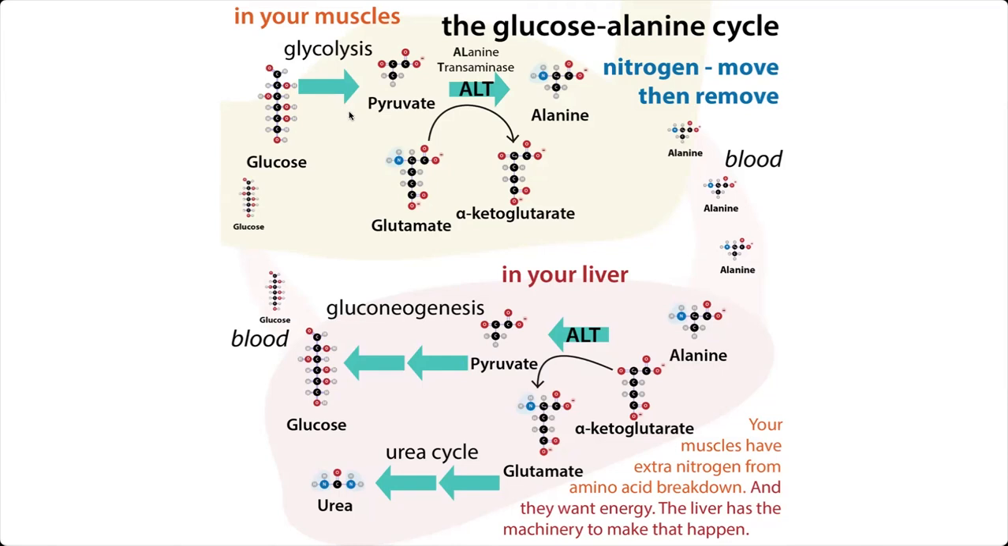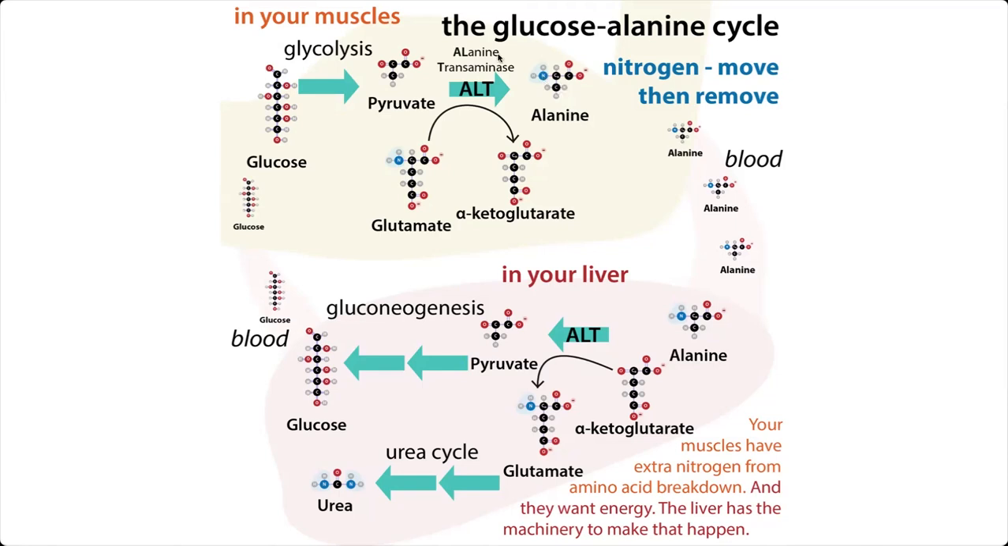So voila, your glucose-alanine cycle is making your liver do the hard work for your muscles. And in the process, you're safely removing all the nitrogen. And this is taking advantage of alanine. And alanine transaminase, it's one of your liver enzymes.